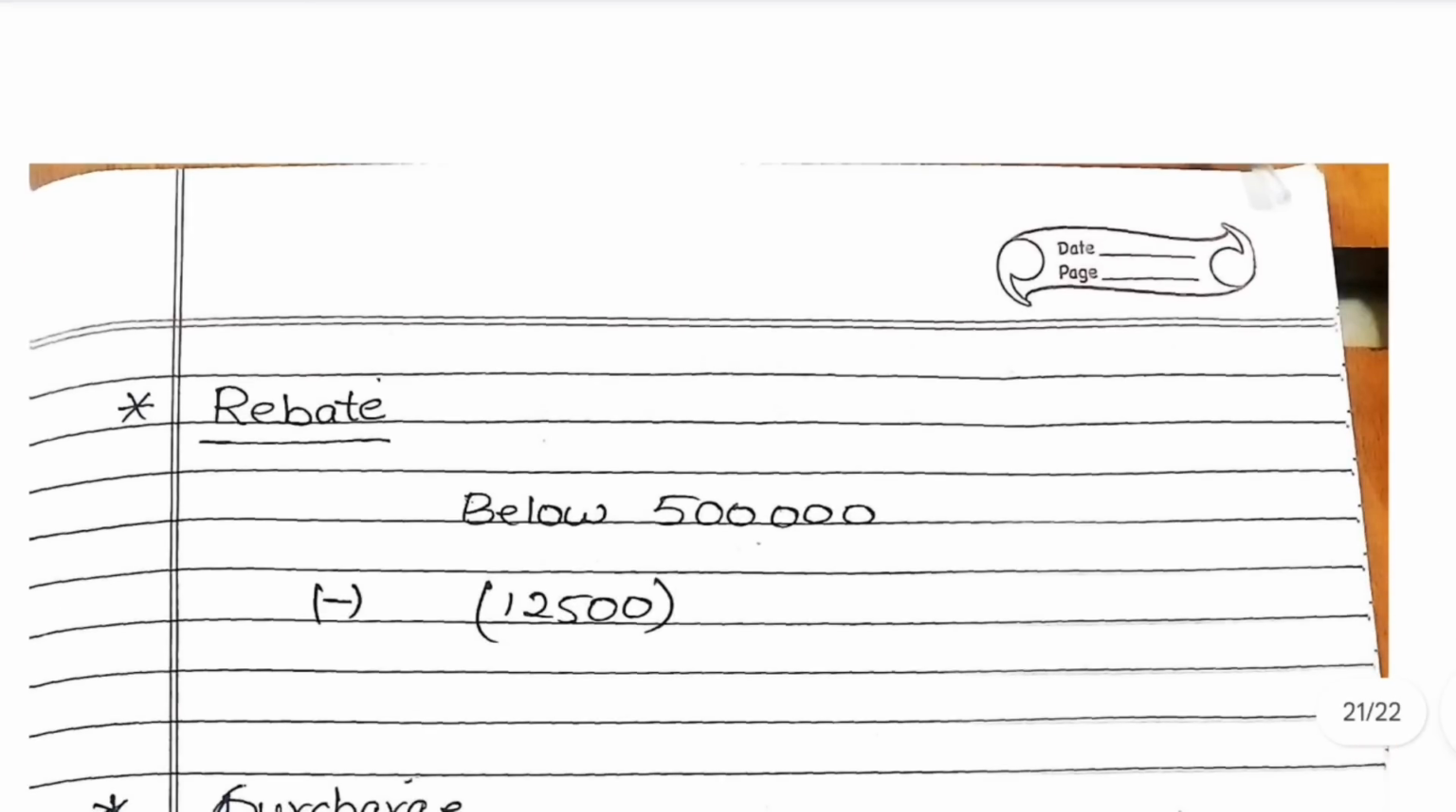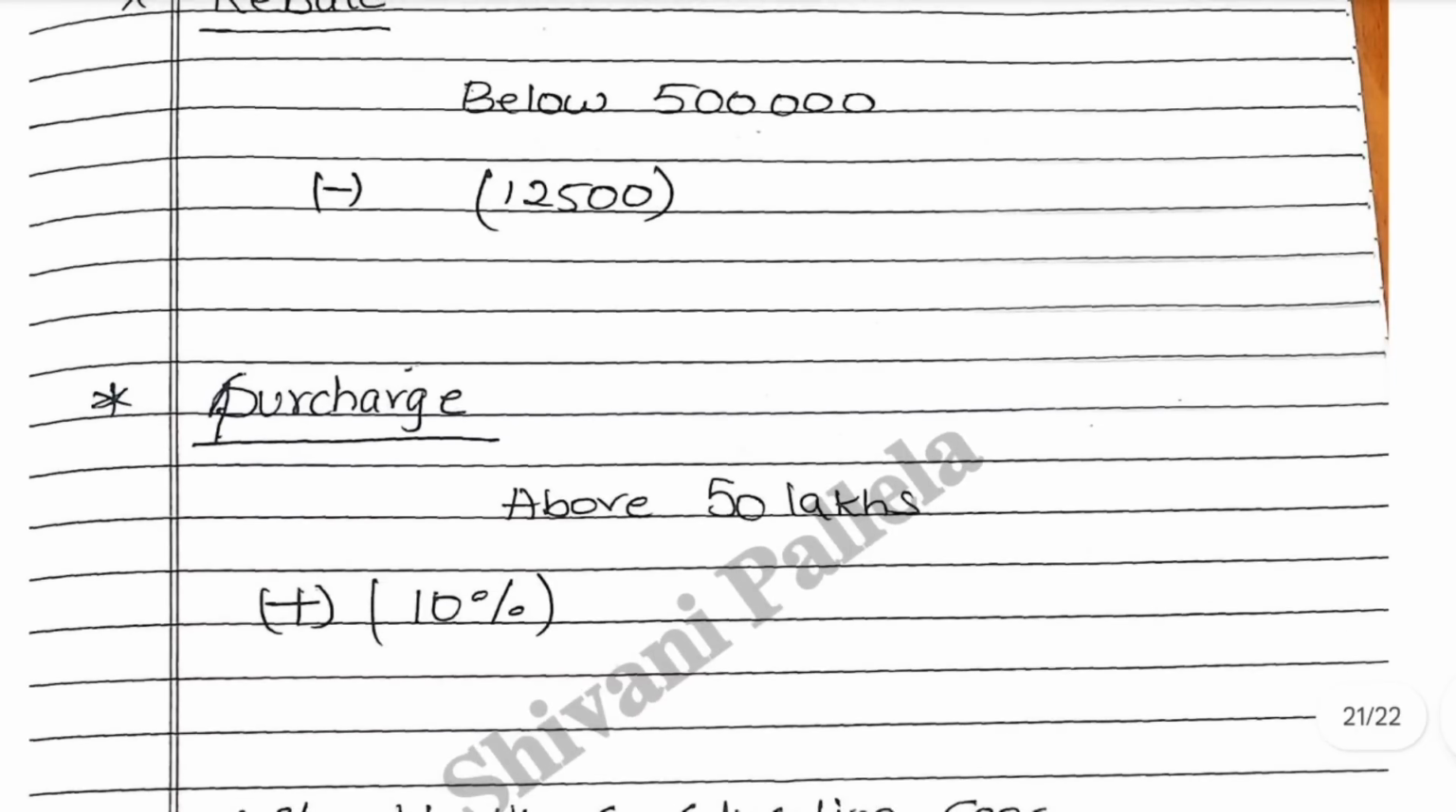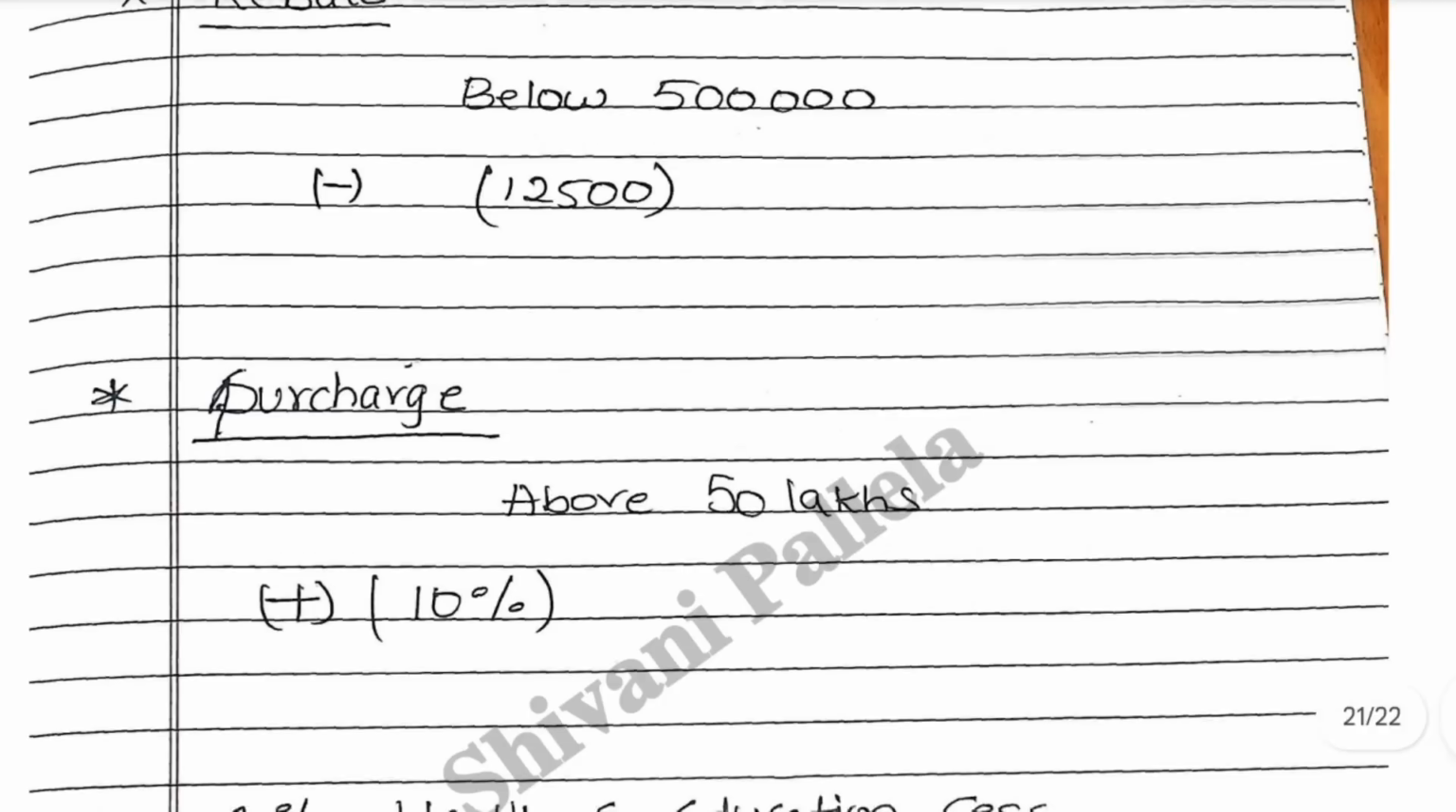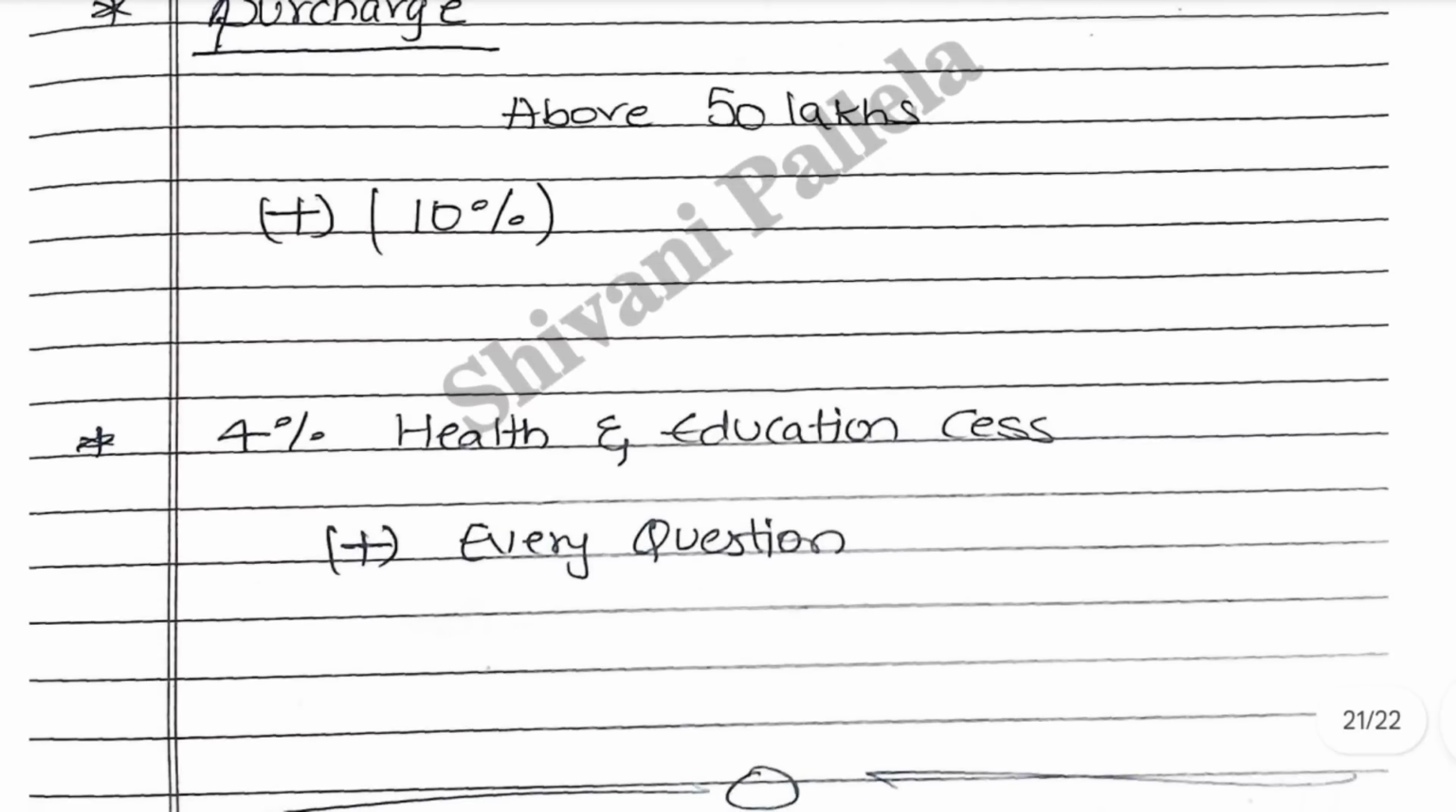See, when you calculate rebate of 12,500, it means if the person is earning below 5 lakhs, then we will give a discount of 12,500 to them. Surcharge: if the person is earning more than 50 lakhs, we can add an extra 10% as a surcharge. Next, health and education cess, in every question we need to take 4% only. Clear? Only if you understand this data can we calculate the tax liability.